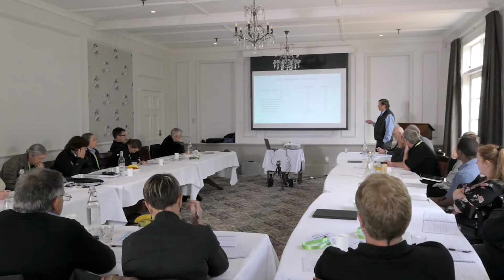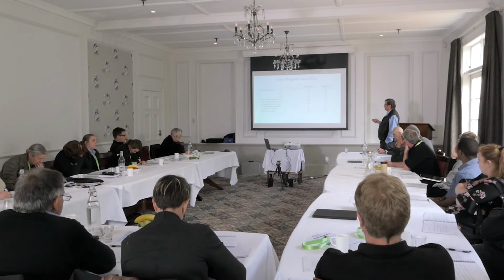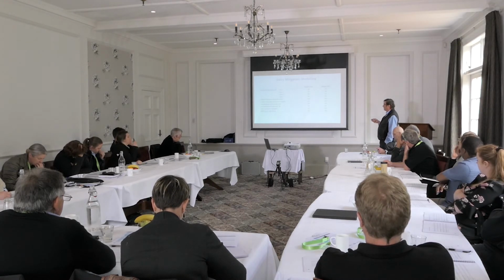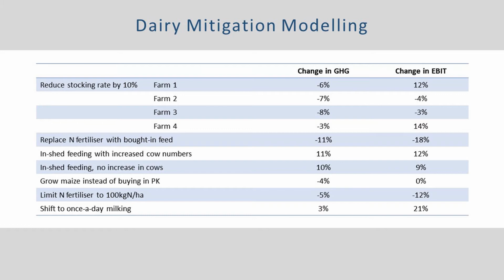Anything else? In-shed feeding with increased cow numbers, both went up. The reason our greenhouse gas went up is because we've got more cows, more feed, a sort of direct linear relationship, if you like. The other one, which always gets queries, is once a day milking. We looked at about 12 or so different scenarios under once a day milking, and they all had different answers. So I just put this in to stir the pot.